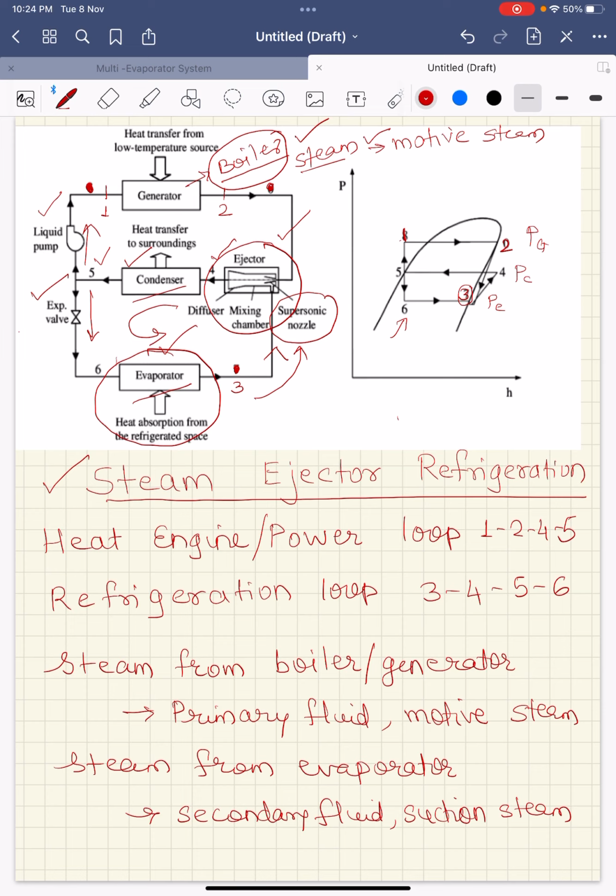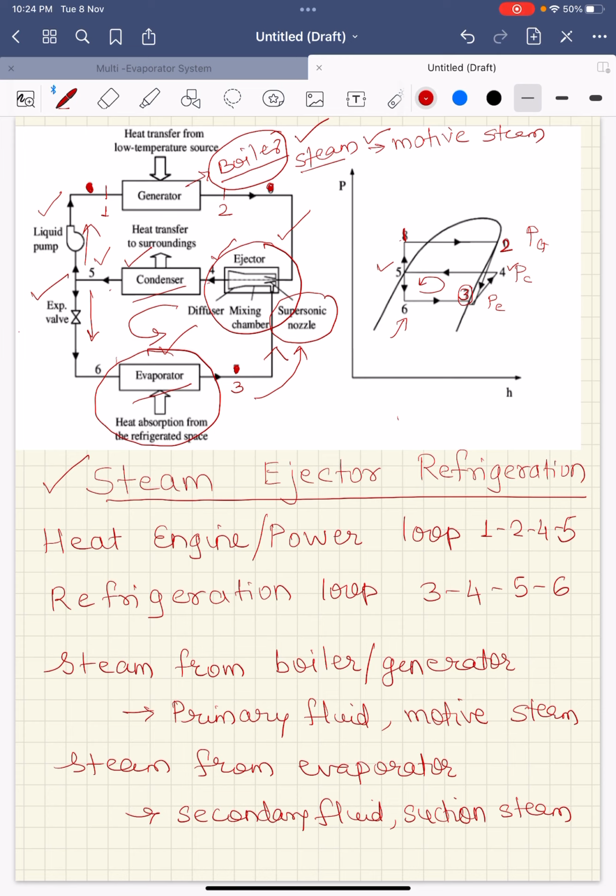That is, the steam at 6 comes to state 3. It is sucked into the ejector, gets mixed and comes out at state 4. It is condensed in the condenser. The condensate is then expanded in the expansion valve. So this is your refrigeration loop.